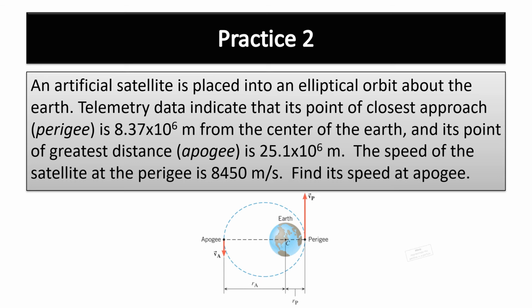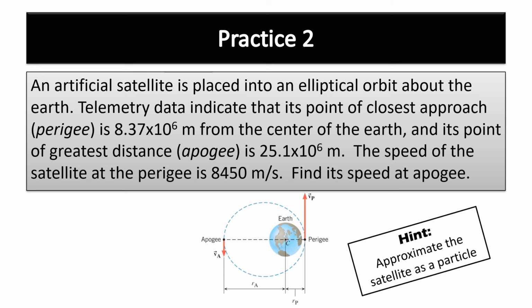If you need one more hint, you can approximate the satellite as a particle because its size is so small compared to the vast distances that we're talking about here. So you can approximate it as a particle. Pause the video, try it out.